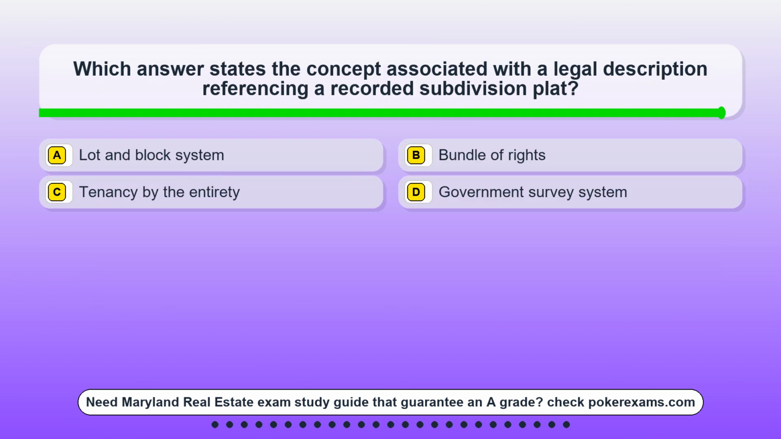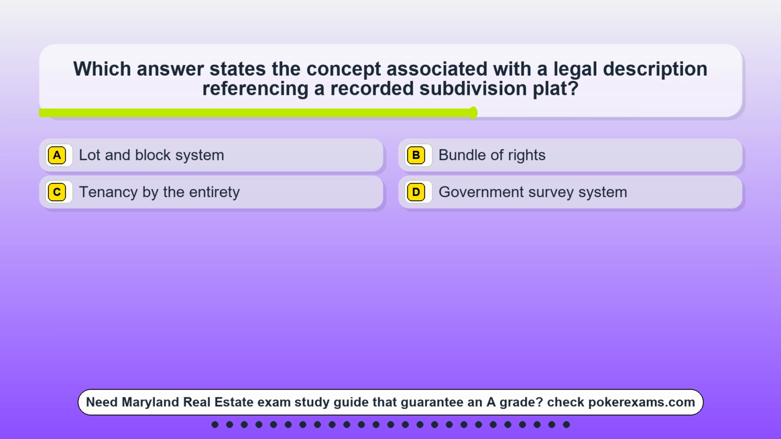Question 11. Which answer states the concept associated with a legal description referencing a recorded subdivision plat? Option A, lot and block system. Option B, bundle of rights. Option C, tenancy by the entirety. Option D, government survey system.